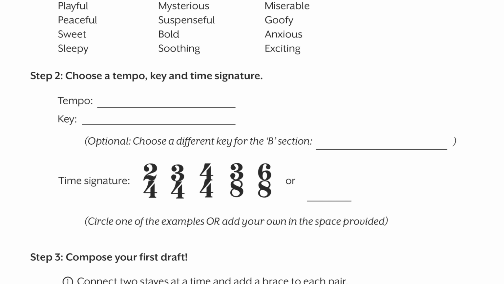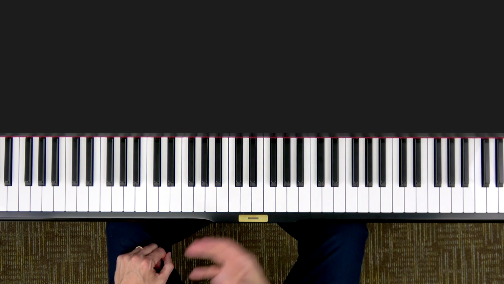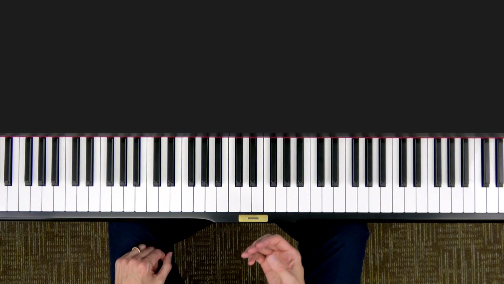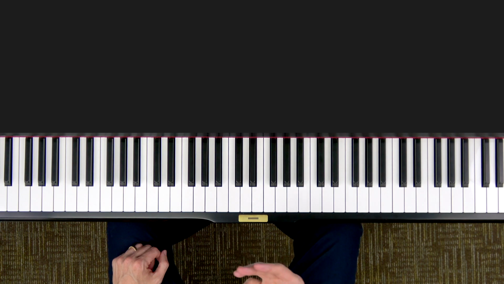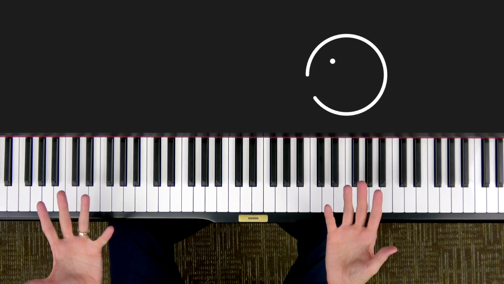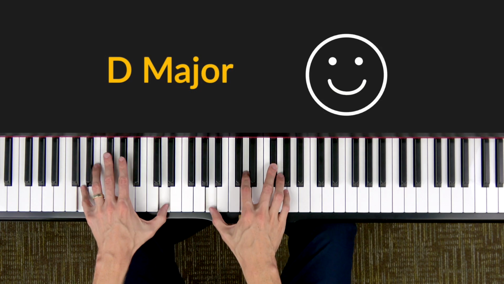Next up in step two is choosing a key. How do you choose a key? Well, once again, you'll want to choose something that supports your mood. For example, if the mood you've chosen is joyful, most listeners would expect to hear a major key, like Ode to Joy, which is in D major.